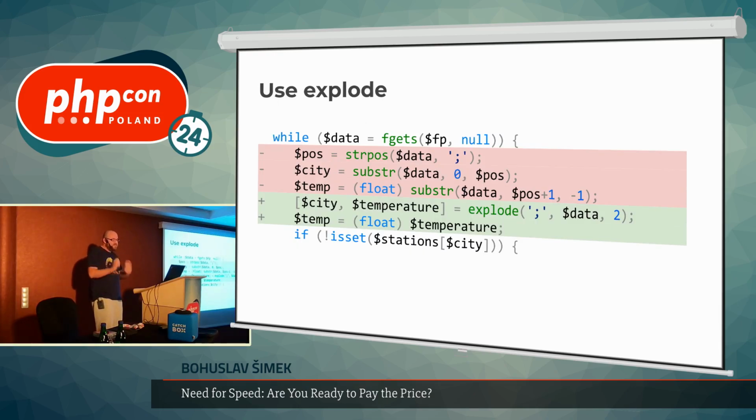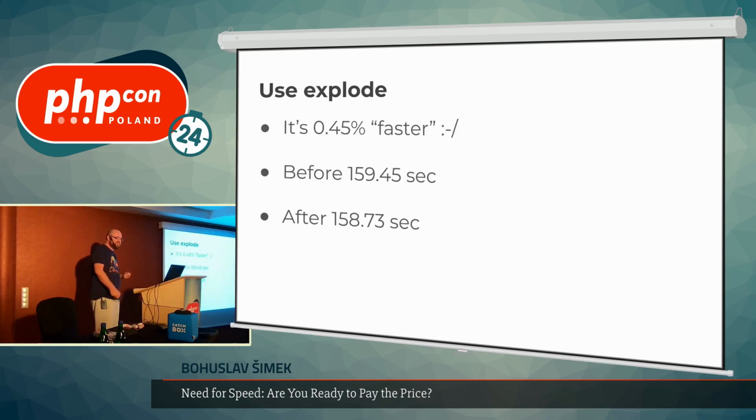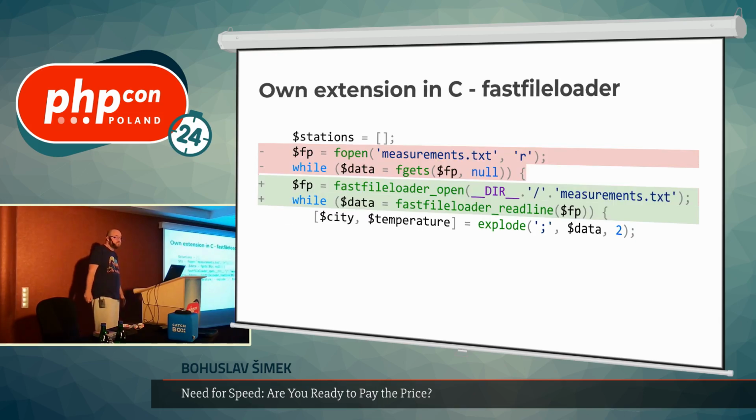Okay, the replacement of fgetcsv with fgets was a huge success for me. So what did I use? The explode instead of the combination of strpos and substr functions. Maybe this will be useful. That doesn't work. Interesting. I didn't find out why it doesn't work. It doesn't make anything significantly faster, but at least it wasn't slower. So at least something.